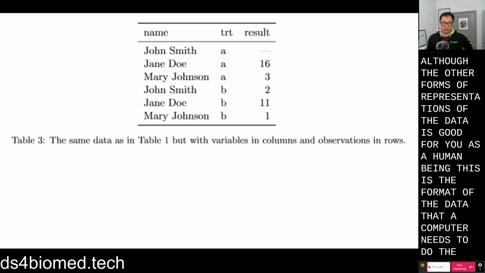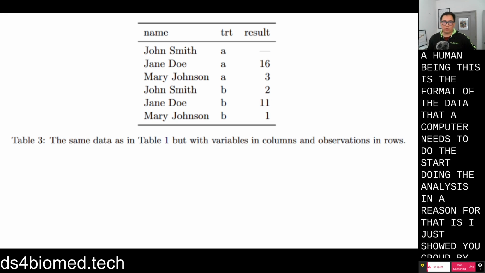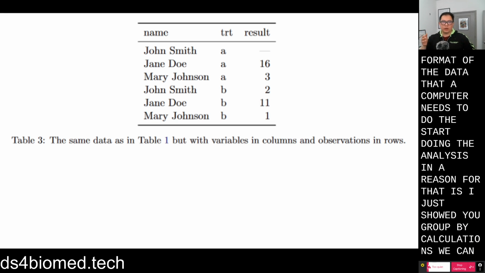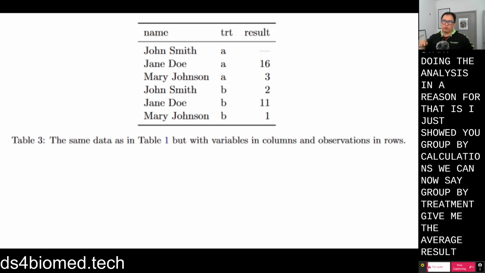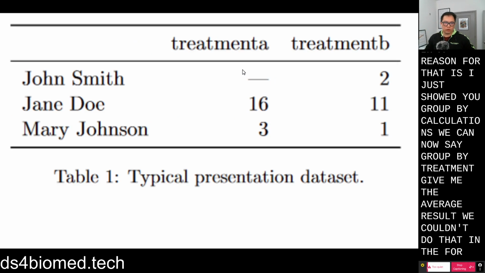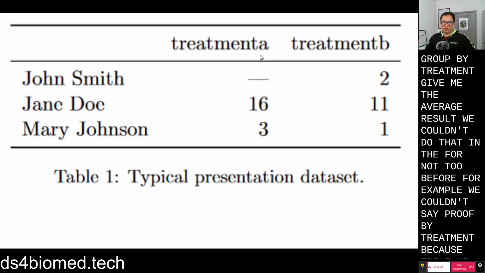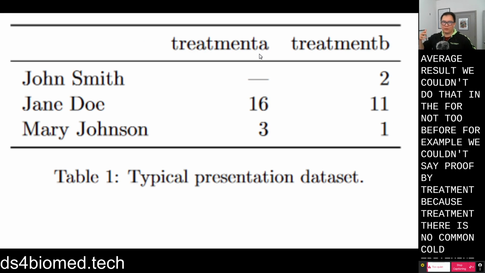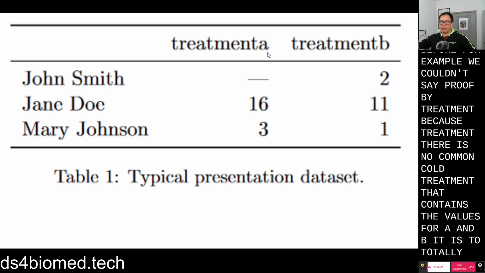to start doing the analysis. The reason for that is I just showed you group by calculations. We can now say group by treatment, give me the average result. We couldn't do that in the format before. For example, we couldn't say group by treatment because there is no column called treatment that contains the values for A and B. It is two totally separate columns.